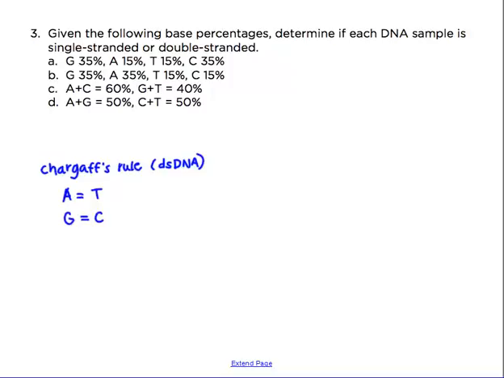A says that G is 35%, A and T are both 15, and C is 35%. So if you see here, G and C are equal, and A and T are equal. So this is going to be double-stranded DNA. For B, G and A now are 35%, whereas T and C are 15% each. Now because A and T don't equal each other, and neither do G and C, which are the base pairs, we know that this has to be single-stranded DNA, or ssDNA.